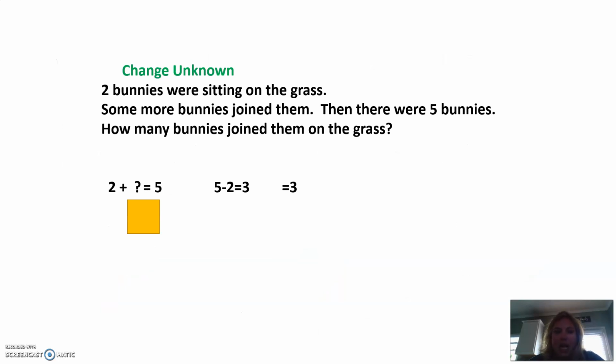I want you to think about this. 2 bunnies were sitting on the grass. Some more bunnies joined them. Then there were 5 bunnies. How many bunnies joined them on the grass?